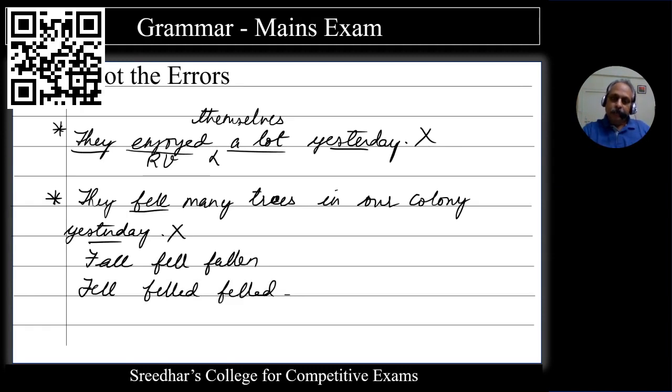What is the meaning of this particular verb? To cut. Usually cut what? Trees. Now in this sentence, it is not this verb, it is this verb. And the verb should be in the past form. And what is the past form of fell? It is felled. So this is not correct. What is the correct sentence? They felled many trees in our colony. Not they fell many trees. They felled many trees in our colony yesterday. Under pressure, not at all easy. One more example.